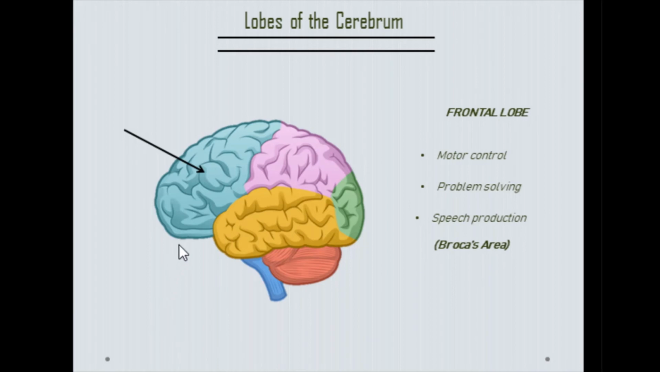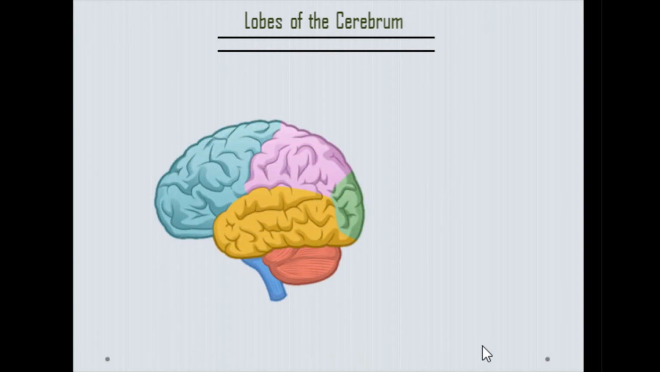Okay, what is this again? Good job! Next, let's move on to the next lobe. Let's look at again this brain and follow the arrow on your screen. Where does the arrow pointing? Okay, the arrow points on the yellow portion of the brain. What do you think is the name of this lobe?